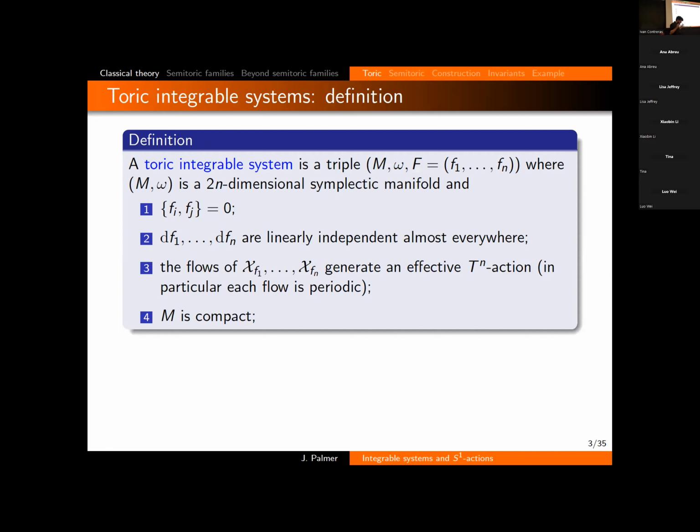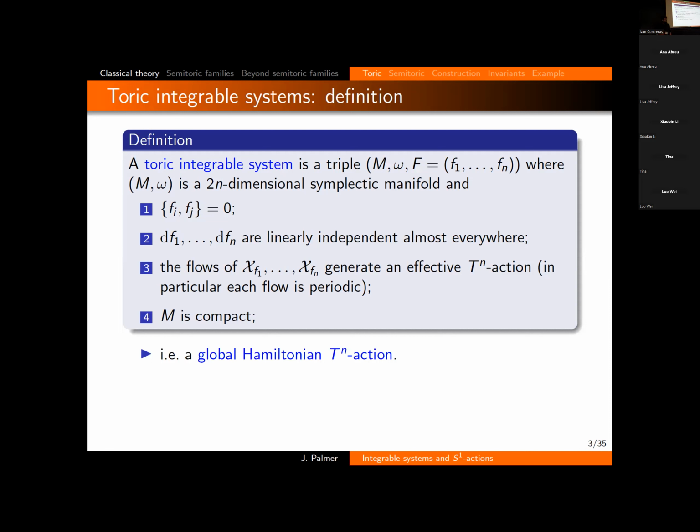So I'm thinking of this a little bit differently. I'm almost in the opposite direction of how people sometimes talk about it. People say start with a torus action and assume it has a moment map. This isn't really any different. I'm starting with some functions. I'm saying assume that their flows give us a torus action. And then I'm going to assume that M is compact because it's easier to say things about toric systems this way. In fact, you can do quite a lot if M is not compact too. And we'll remove that requirement at some point.